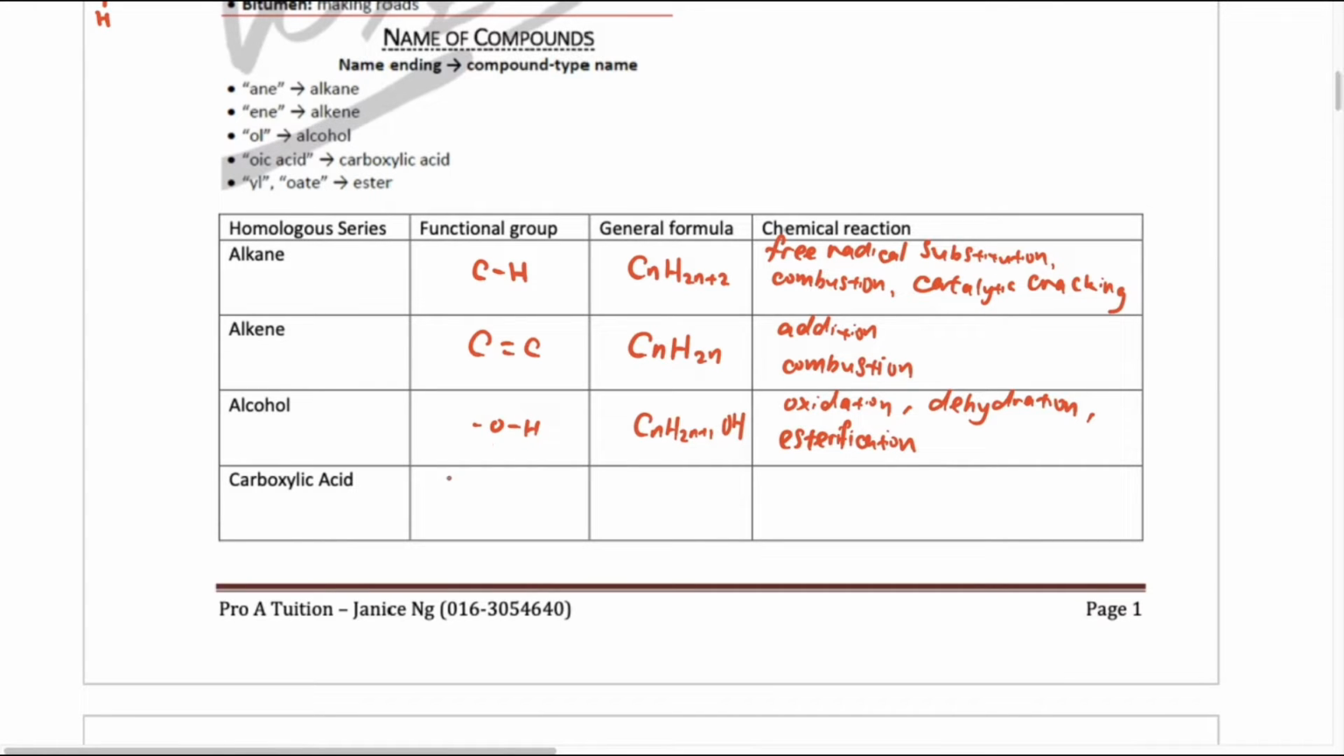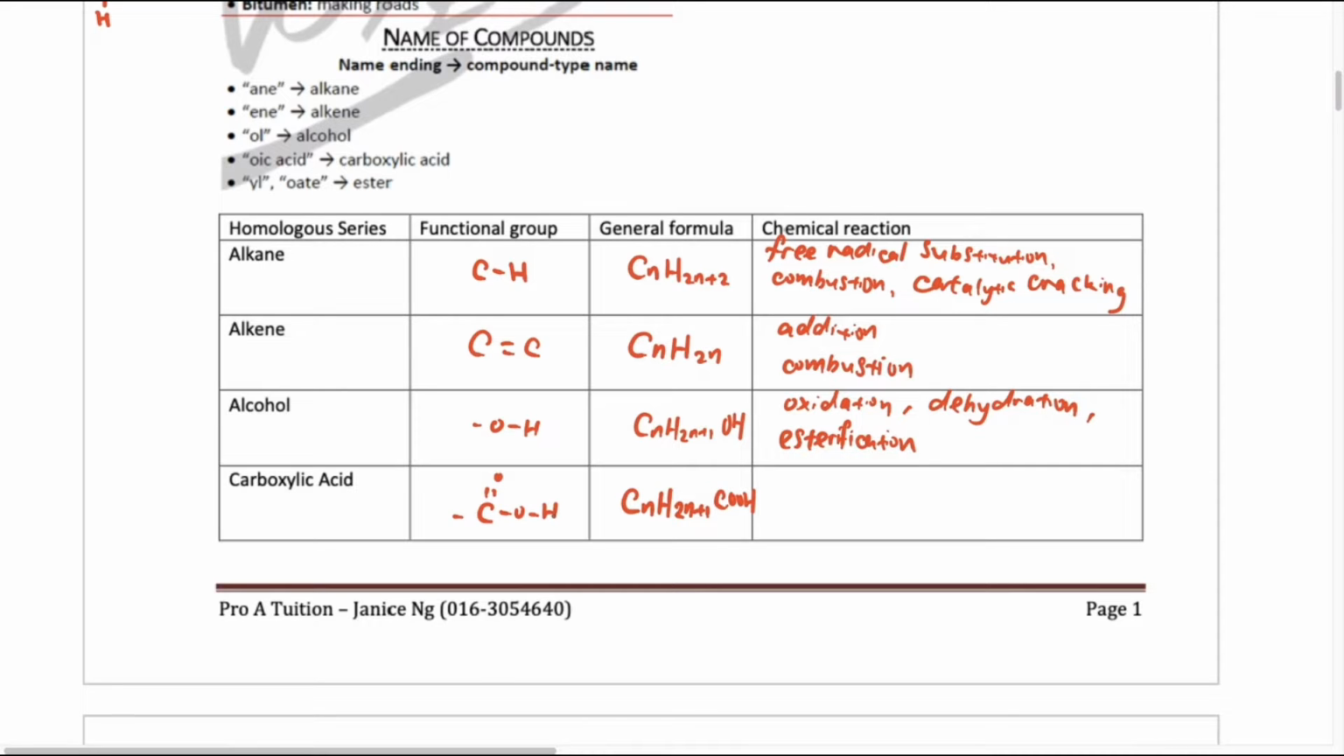We can also do esterification with carboxylic acid. Okay, then carboxylic acid, the functional group is COOH. The general formula is CnH2n+1COOH.